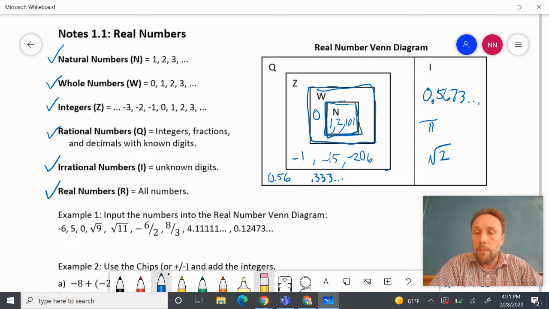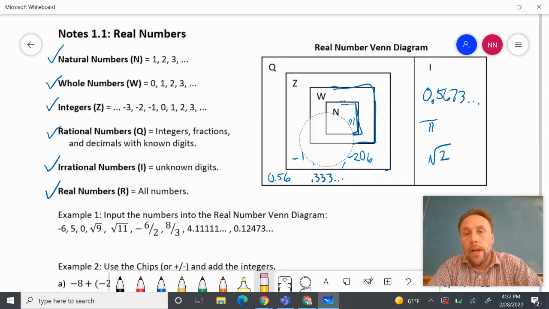Real numbers are all the numbers that we're working with in algebra. When you move into advanced algebra or algebra 2, there is the number i. But in algebra, we're only going to be dealing with real numbers.